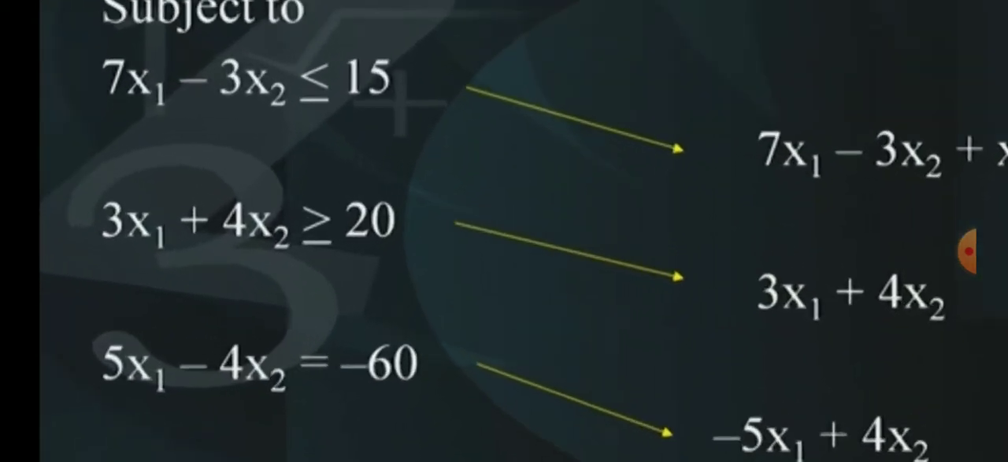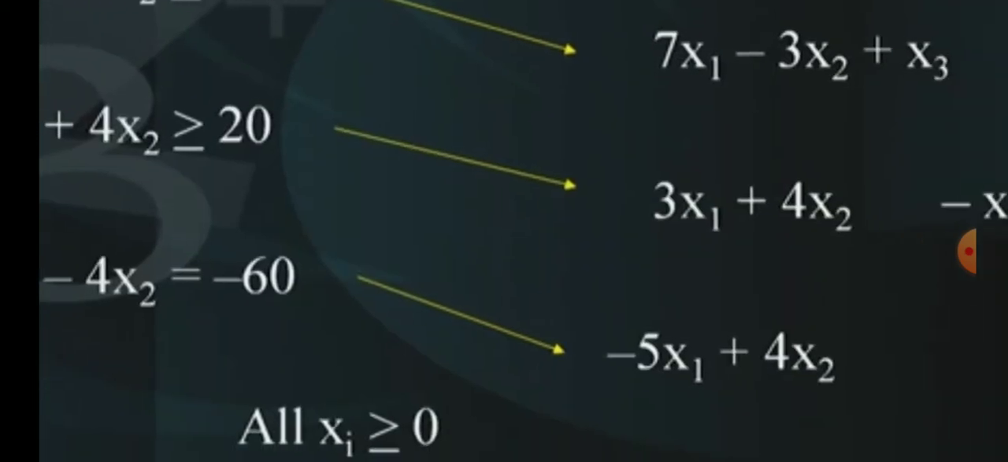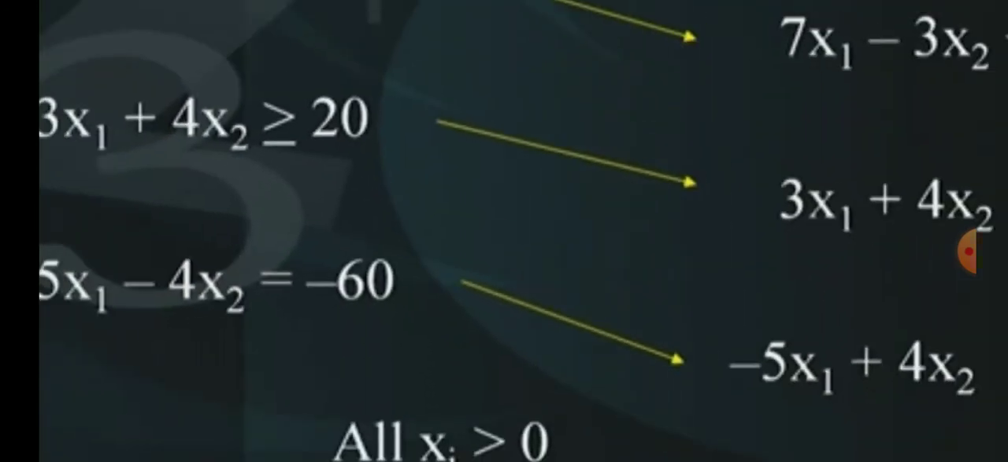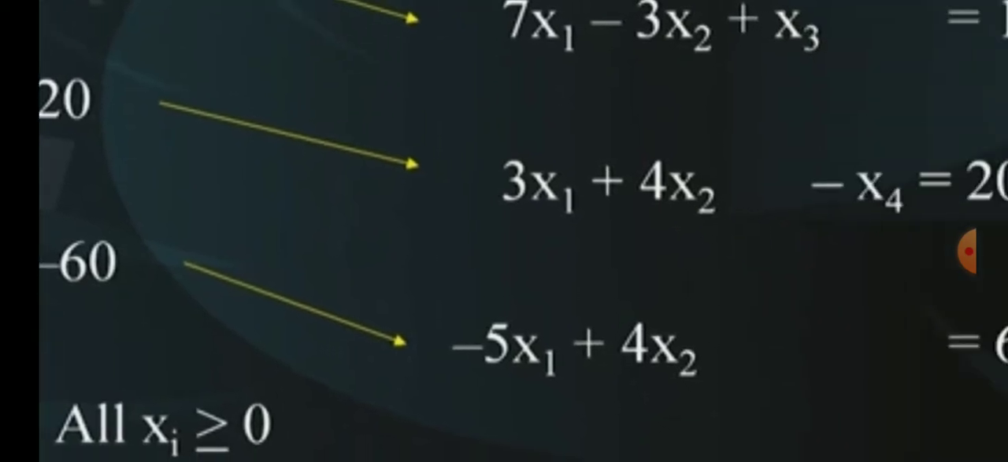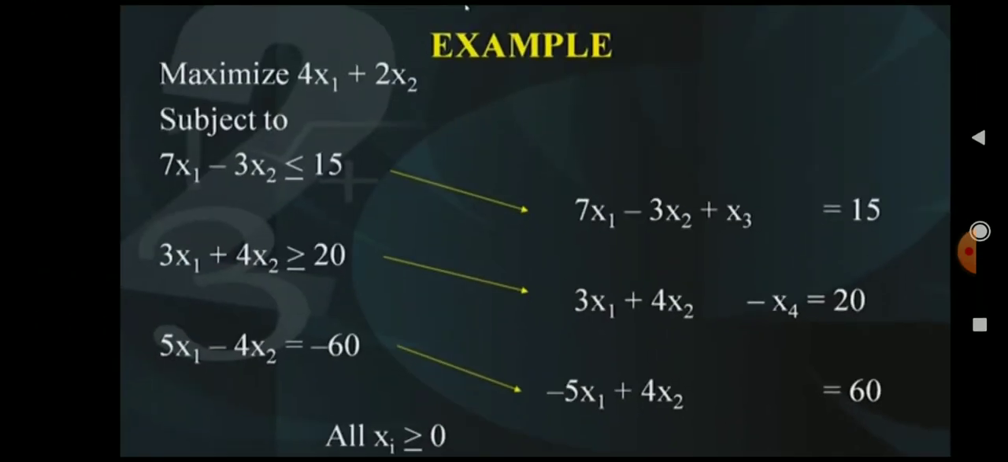And for the last case, you can see 5x1 minus 4x2 equal to minus 60. It is an equality, but there is a negative sign in the right hand side. As per the standard form, this should be a positive value, so multiply by the negative. Now this is the converted one, where all the right hand sides are positive.